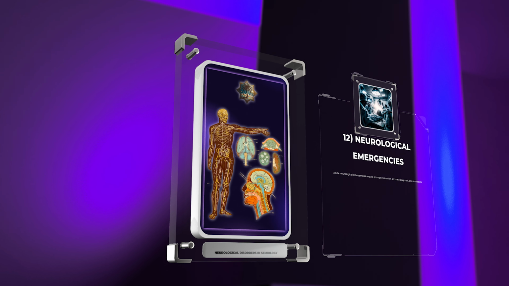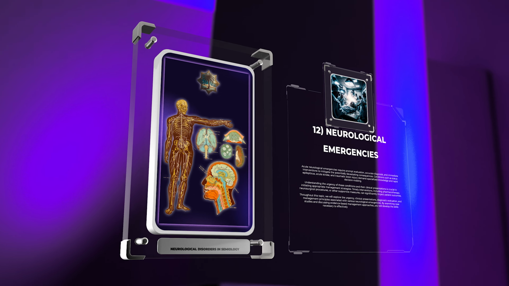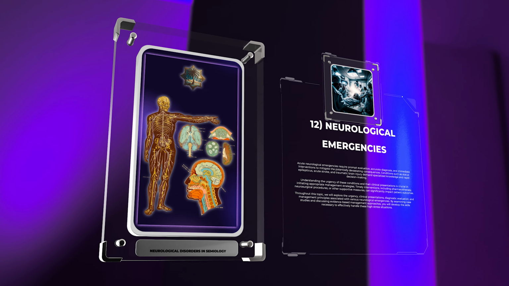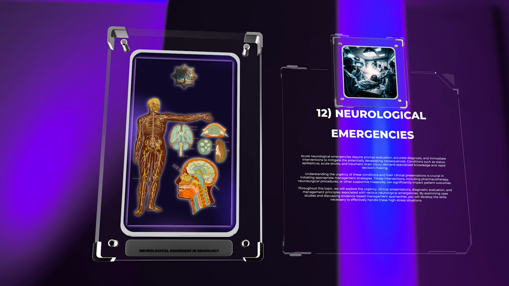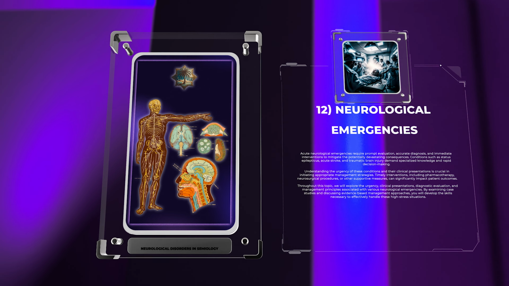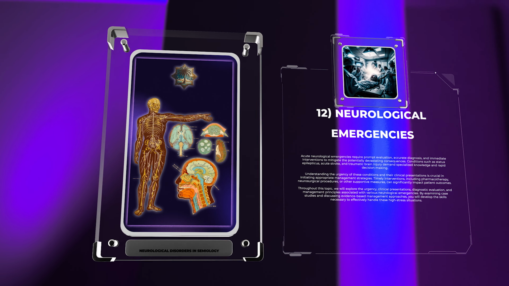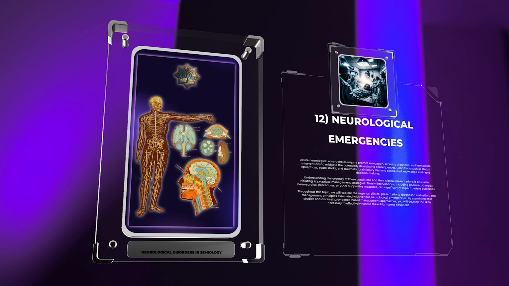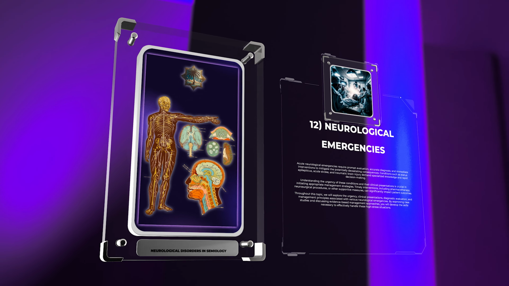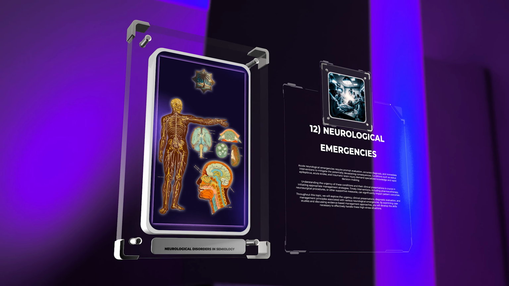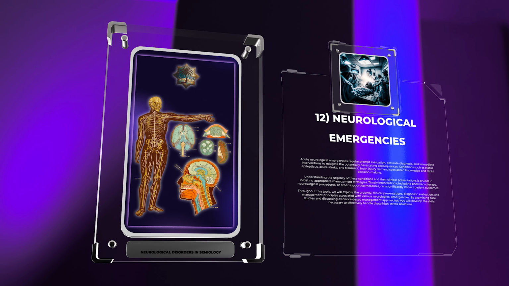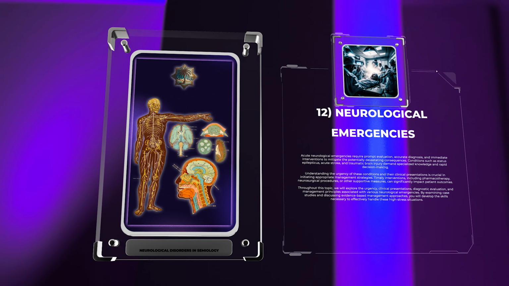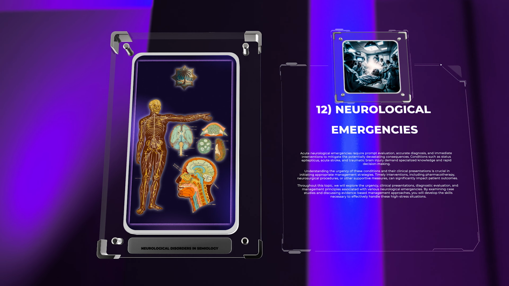Acute neurological emergencies require prompt evaluation, accurate diagnosis, and immediate interventions to mitigate the potentially devastating consequences. Conditions such as status epilepticus, acute stroke, and traumatic brain injury demand specialized knowledge and rapid decision-making. Understanding the urgency of these conditions and their clinical presentations is crucial in initiating appropriate management strategies. Timely interventions, including pharmacotherapy, neurosurgical procedures, or other supportive measures, can significantly impact patient outcomes.